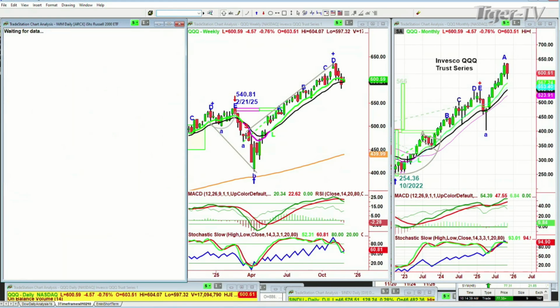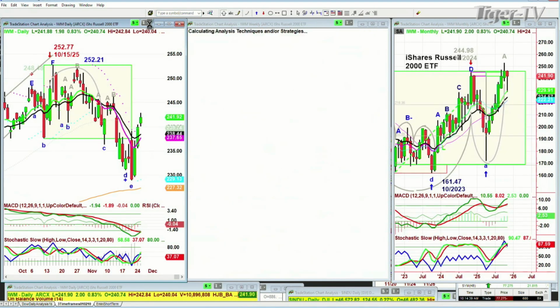The IWM is showing good strength. It's up to 241.91. This is a little different. Oh, it's worth talking about. When I get back, we'll talk about the Russell 2000, the IWM. Basil Chapman, Tiger Conditions Hour. Dow's up 117. S&P's down 14. We'll be right back.